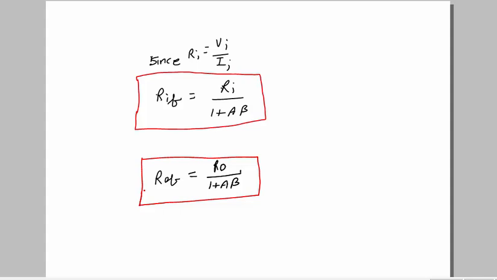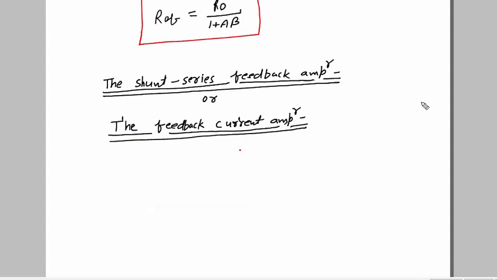Now we are going to study the last type, which is the shunt series feedback amplifier. This is also known as the feedback current amplifier. It's a current amplifier, so the input will be a current, and the output also will be a current. The connection type is shunt series feedback. First let us see its ideal structure.